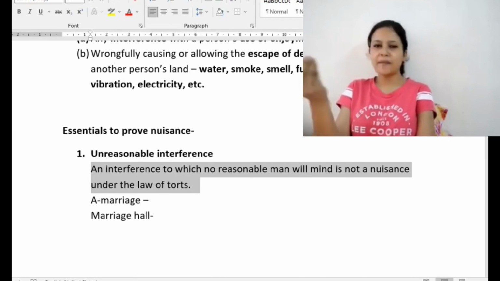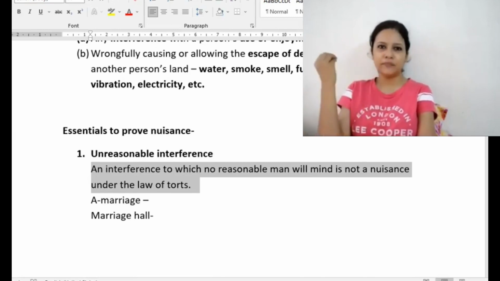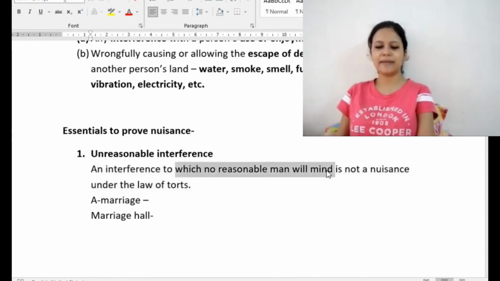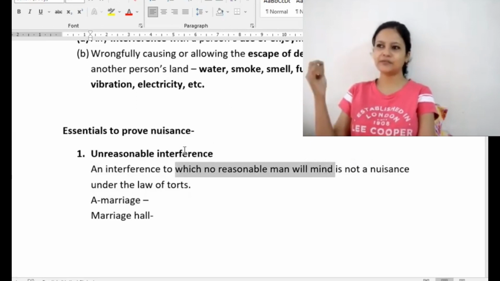If there are people, there is going to be some minimum noise. So if it is some minimum noise, which a reasonable man would not mind, that is not nuisance. Like somebody's phone is ringing, you are also hearing it. That is some normal thing. That will not be nuisance, but it has to be some unreasonable interference.